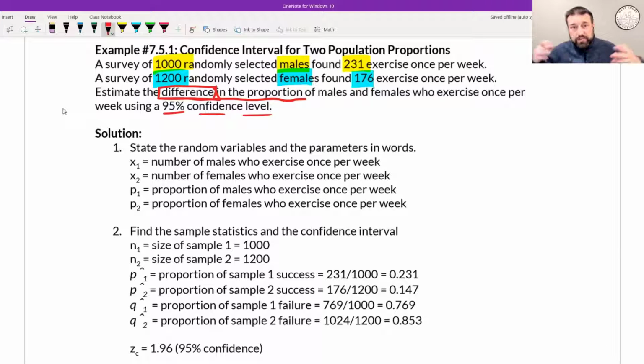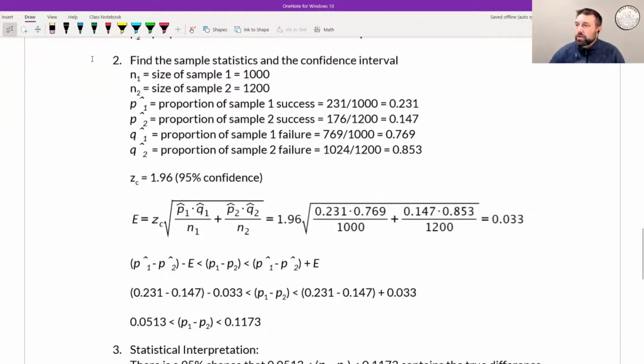So if we were to project this to the entire population, we could say we're 95% confident that the difference between the number of males and females that exercise once per week is within this interval. So here are the values for N. Here are the values for P. Here are the values for Q. The number of items, the proportion of success, the proportion of failure for each situation.